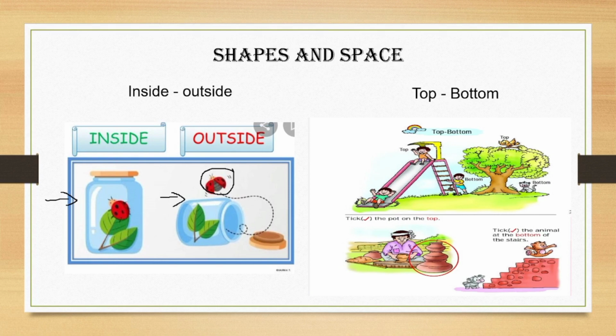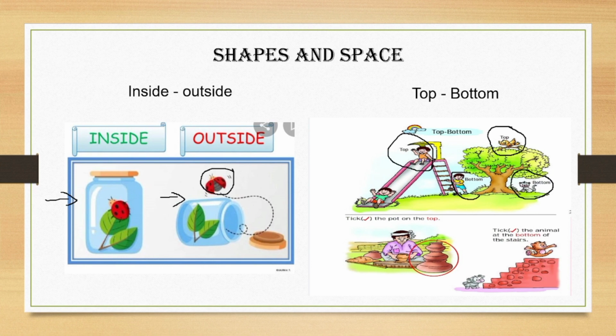It's a park in the picture and there's a tree near the park, and at the top of the tree we can see a bird. So the bird is at the top of the tree, and at the bottom of the tree we can see a cat. So the cat is at the bottom of the tree. Also, if we look at the children who are playing there, which child is at the top? Yes, this child is at the top and this child is at the bottom.